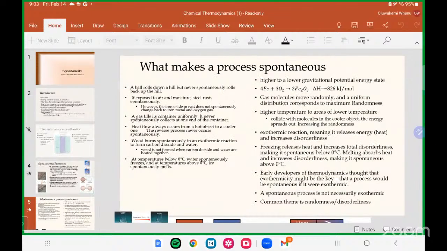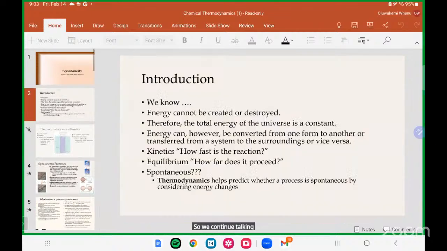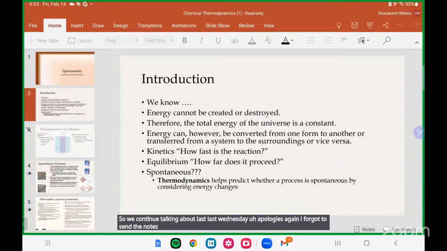So we continue talking about, so last Wednesday. Apologies again, I forgot to send the notes. I've sent the slides for the previous one. I'm going to send this one today. I want to go through the class first.